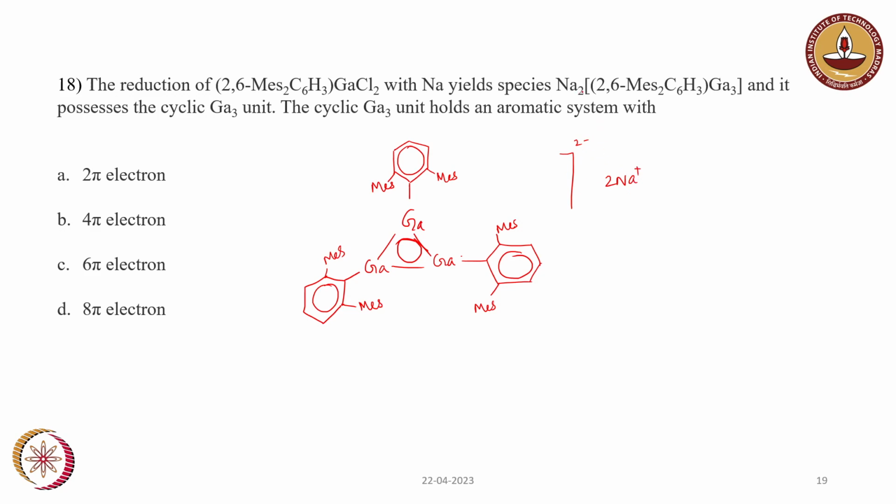And so in the structure itself we can see there are two sodium, so one sodium will be plus one, so two sodium means a plus two charge will be there. So two positive charge means there should be a two negative charge present on this whole system. So that means there are 2 pi electrons present in the system. So option A, 2 pi electron is the answer.